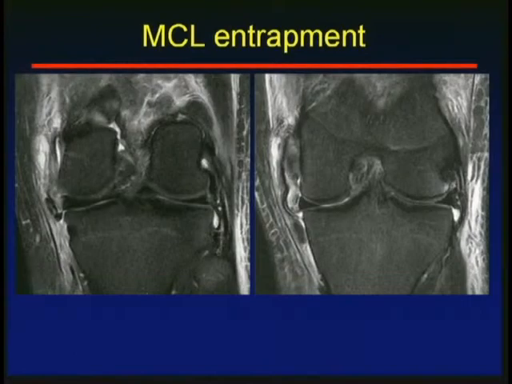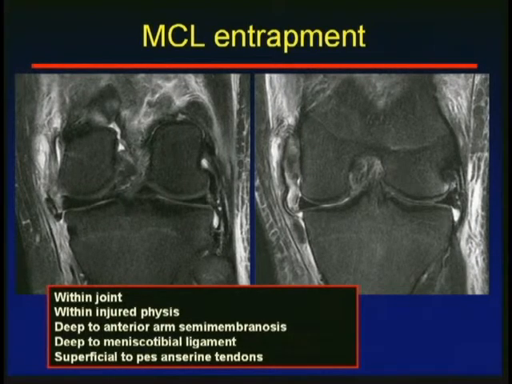Here's just another couple of examples of the MCL entrapped at joint line. In this case, it's stuck deep to the anterior arm of the semimembranosus. You can't always figure out what exactly it's stuck on, but we don't see any distal MCL. And in my experience, it's usually stuck inside the deep meniscotibial ligament that's been torn from the meniscus. These are the different causes of MCL entrapment that have been described in the literature.